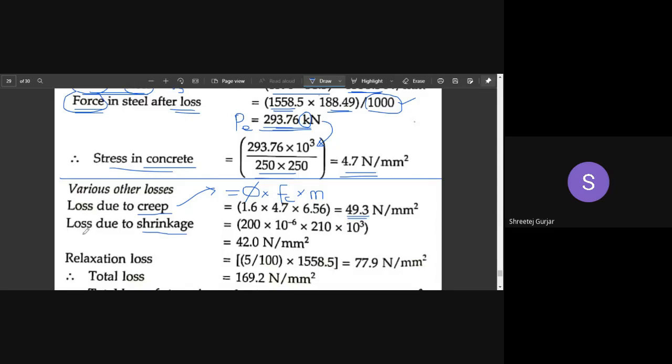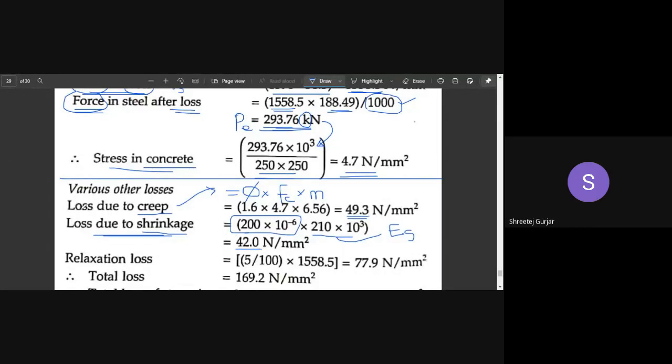Now loss due to shrinkage. They have given us the shrinkage strain. Shrinkage strain multiplied by ES, which is nothing but your modulus of elasticity of steel, will give you your loss due to shrinkage.